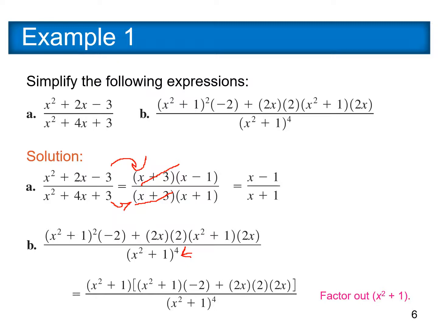At the top I have a variety of things, but what I see is that I have two things in common between these two terms. The two things in common are x squared plus 1, and I also have another x squared plus 1. So both terms have something similar, and what I did was put that x squared plus 1 out here, open parentheses, and basically factor out that x squared plus 1.